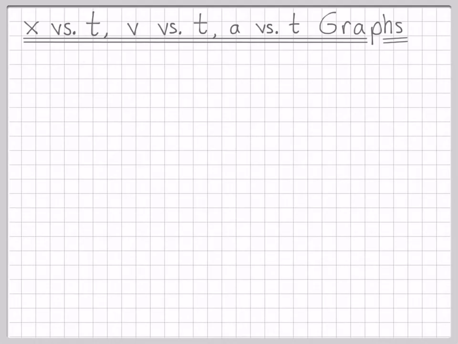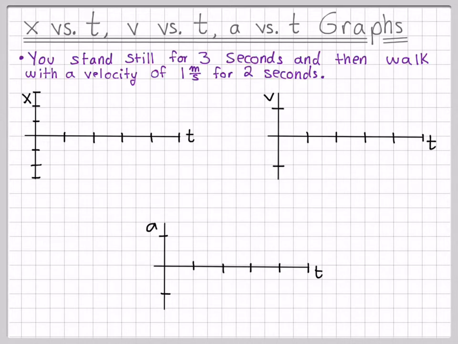This is a Miss Albans physics video that covers how to represent motion with position versus time, velocity versus time, and acceleration versus time graphs. So we have the following situation. You stand still for 3 seconds and then walk with a velocity of 1 meter per second for 2 seconds. And we want to graphically represent this motion with the following graphs.